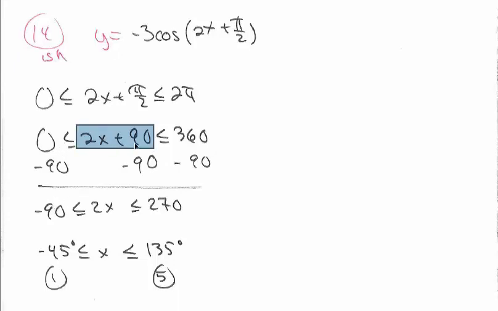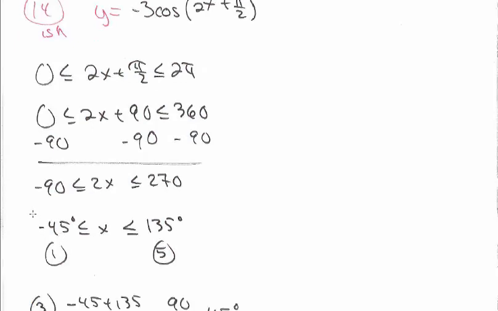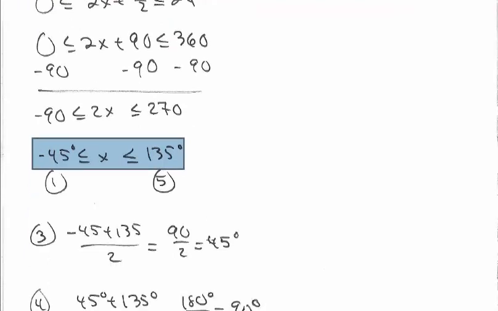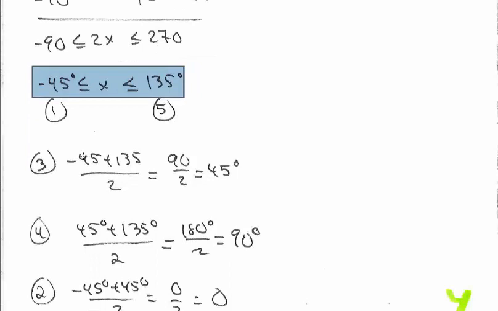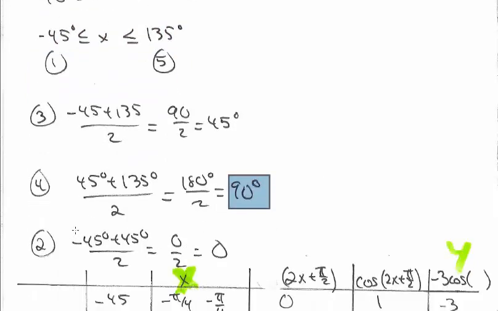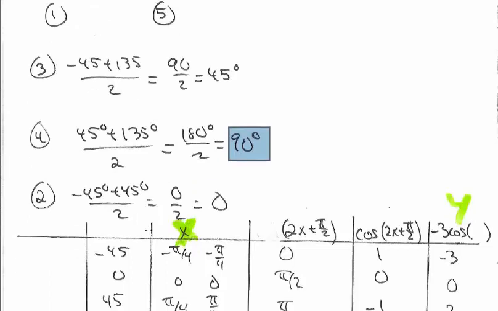So we'll subtract 90 from all three sides of this inequality first, then divide by 2, and that gives you points 1 and 5. Now, as far as the rest of the points, it's just like it was in the previous example. That is, we're going to start out by averaging points 1 and 5 to get 3. So when I do that, I get 45 degrees. When I average points 3 and 5, then I get our fourth point. So that happens to be 90 degrees. And last but not least, 2 is the average of 1 and 3, and I get a 0.